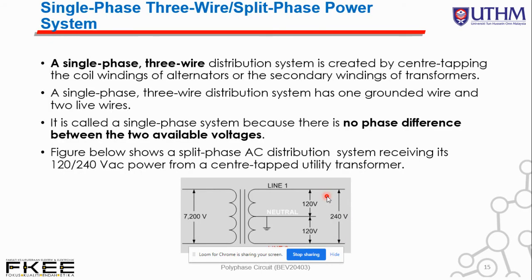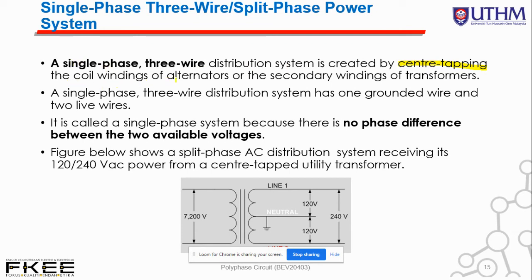Okay, so single phase, three wire split phase power system. Again, we have a single phase, but this time we have a three wire system. A single phase, three wire distribution system is created by center tapping. This is the keyword, center tapping. If I can change from laser pointer to highlighter. So this is the keyword, center tapping, to make the three wire distribution system, but still a single phase.